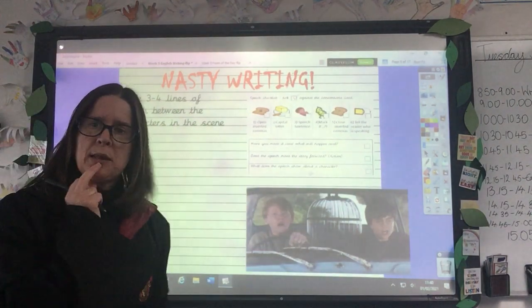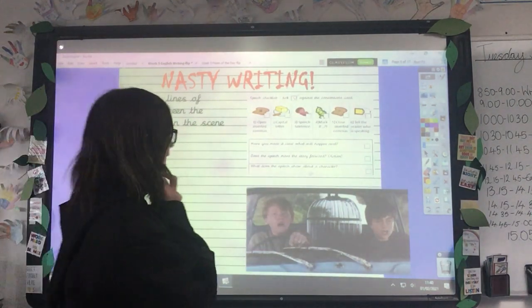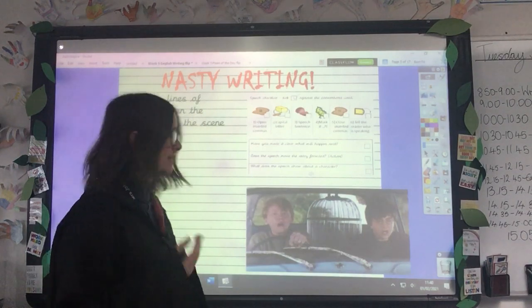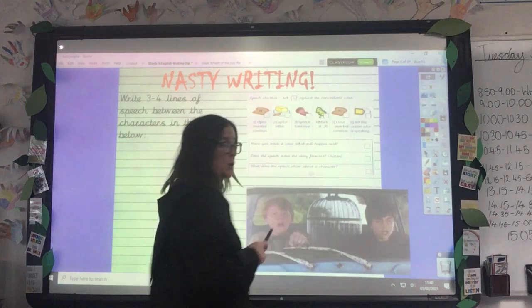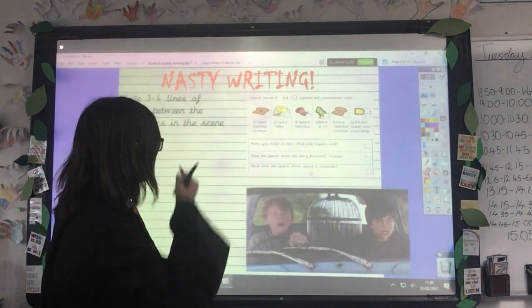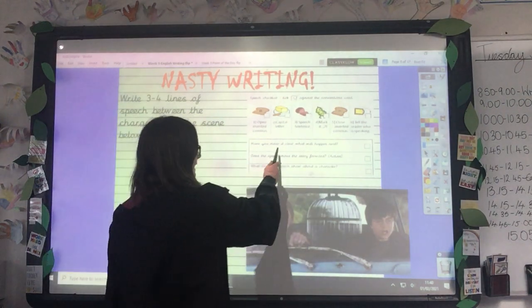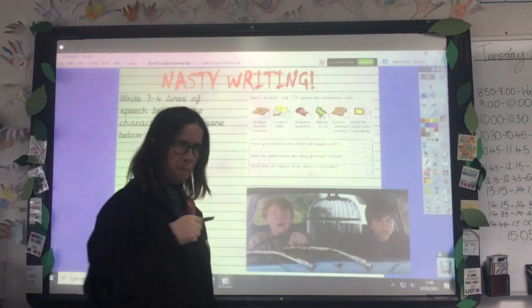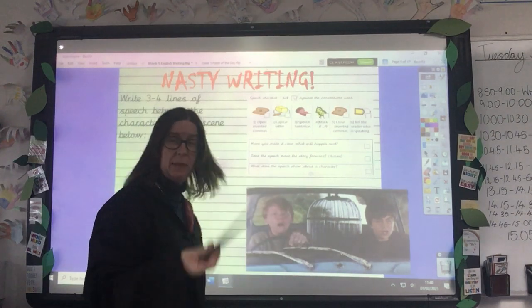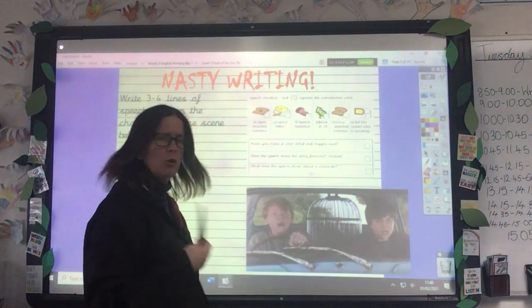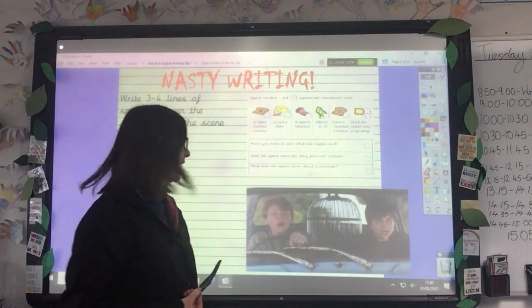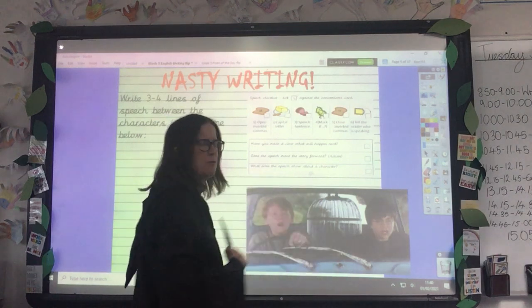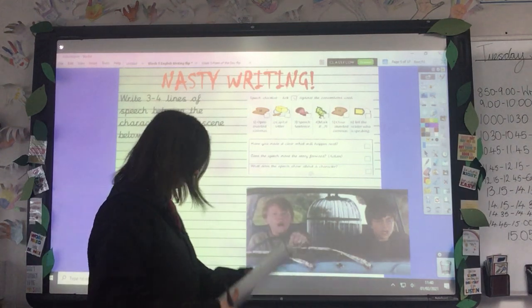What I want us to really think about when we're doing our nasty writing today, and when we're doing the main writing task for today, is using the correct speech punctuation, which is on the speech checklist on the daily learning page, but also making it clear to the reader why the speech is in the story. So it's not just for the sake of it, it's either to tell the reader something about the story or the action, or to tell the reader something about a character.